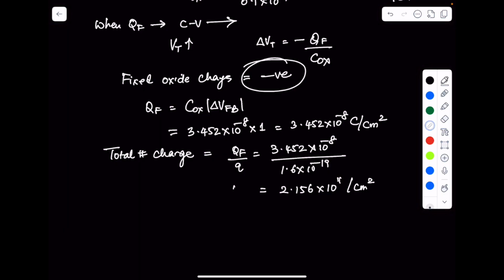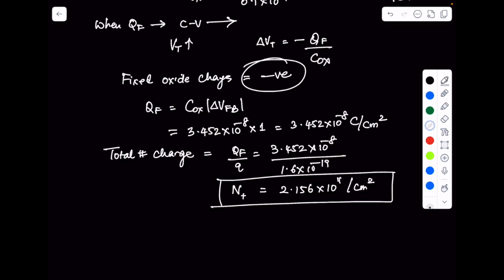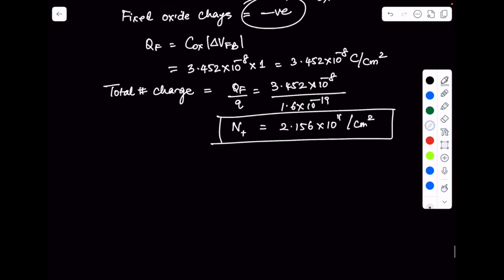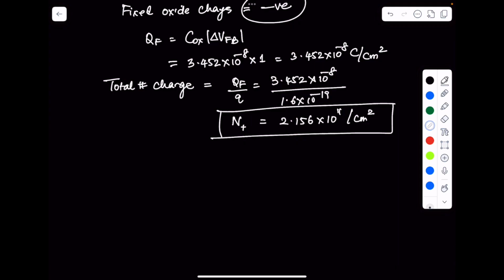So this is going to be the charge density that I have per centimeter squared of the surface. The last question says: what happens if the work function of the metal, which was initially 4.1 electron volts and had a VFB of 0, changed to aluminum, which is 5.0 electron volts? What would the VFB be?